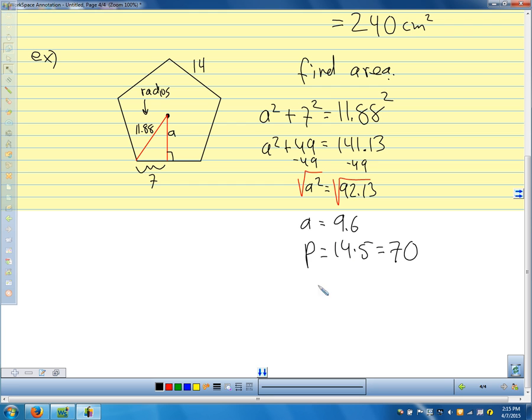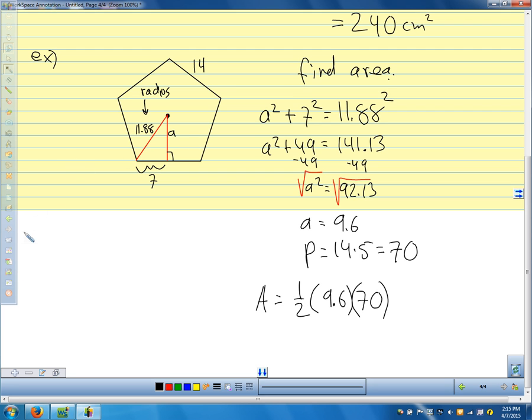15, 20, 70. So the area would be 1/2 the apothem, 9.6 times 70. And we could calculate that out. So I'm not going to calculate it there. That's how we would calculate it. So sometimes we have to use a Pythagorean theorem to figure out our area, to find our missing piece. All right, questions on that example?